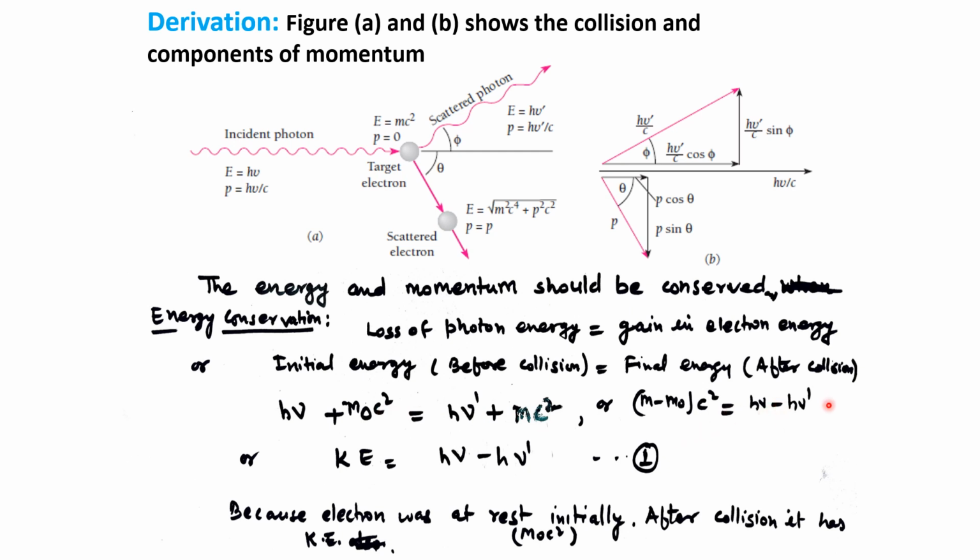Or we can write (m minus m naught) c square equal to h nu minus h nu prime, and (m minus m naught) c square is known as the kinetic energy. This m c square, the total energy, minus m naught c square, the rest mass energy, is the kinetic energy, K equal to h nu minus h nu prime. So this is equation number 1.